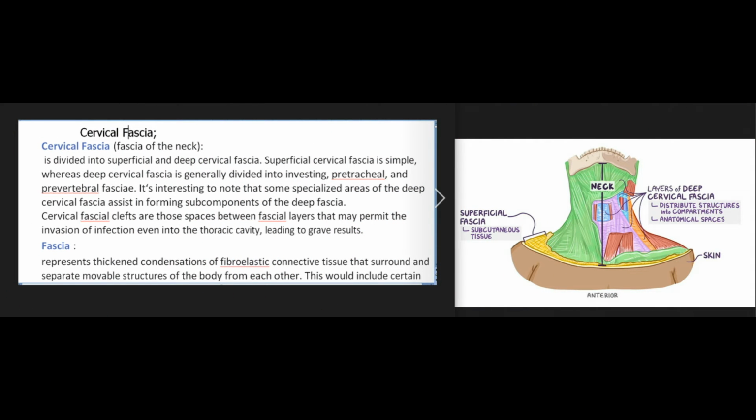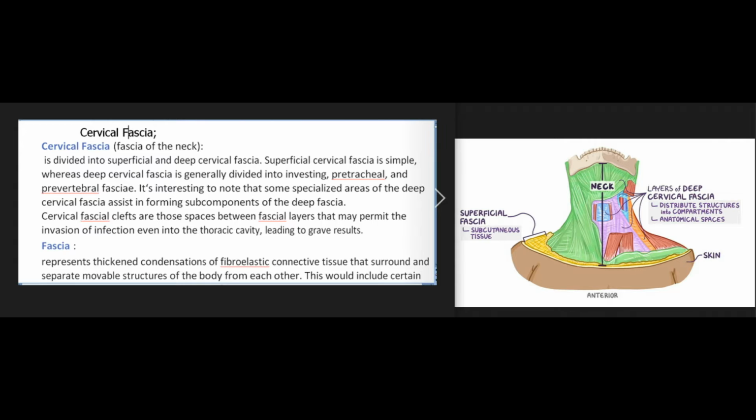Cervical fascia. Cervical fascia, fascia of the neck, is divided into superficial and deep cervical fascia. Superficial cervical fascia is simple, whereas deep cervical fascia is generally divided into investing, pretracheal, and prevertebral fasciae. It's interesting to note that some specialized areas of the deep cervical fascia assist in forming subcomponents of the deep fascia. Cervical fascial clefts are those spaces between fascial layers that may permit the invasion of infection even into the thoracic cavity, leading to grave results.